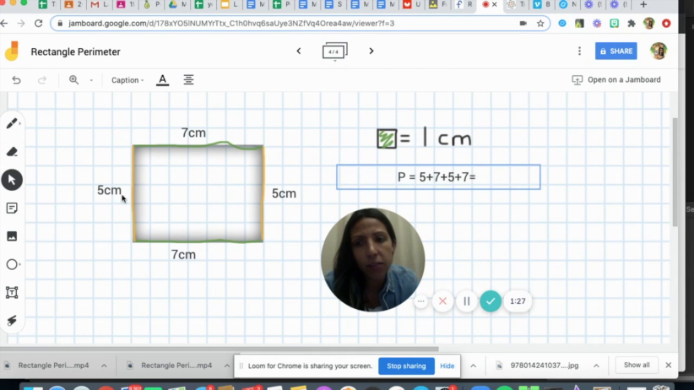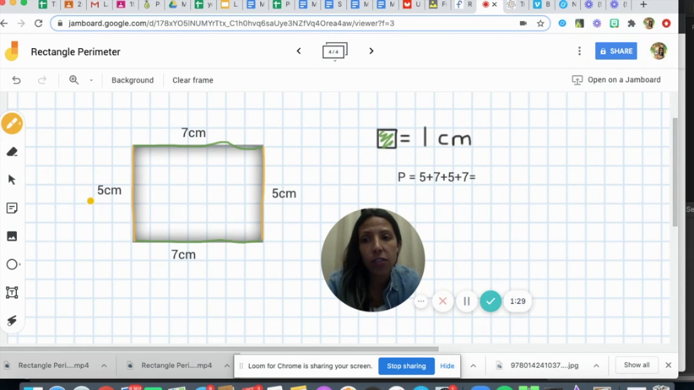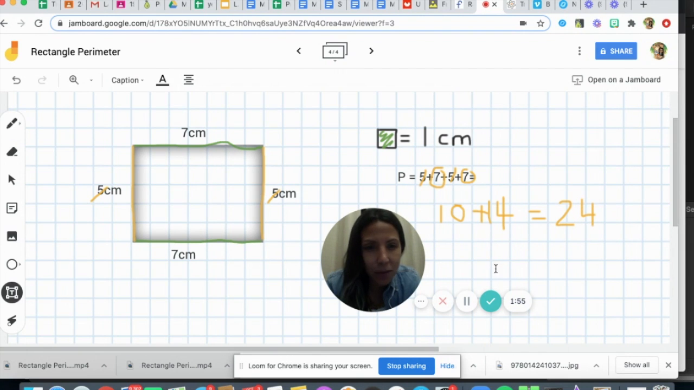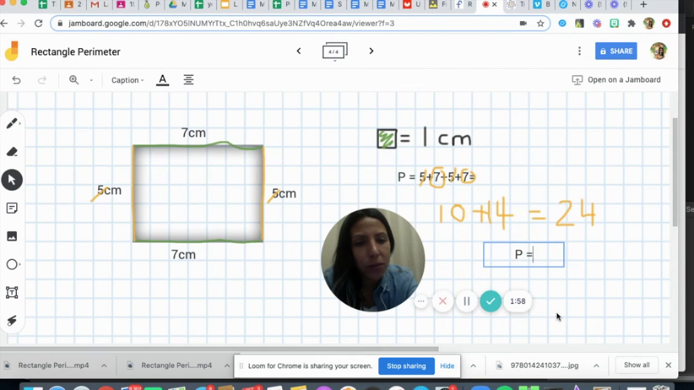What is the result? Well, for me, it's better to double numbers. 5 add 5 equals 10, or here, 5 add 5 equals 10. And then double 7. Here, 7 add 7, double 7 is 14. 10 add 14 equals 24. Therefore, our perimeter would be 24 what? Centimeters. That was it. No multiplication, okay?